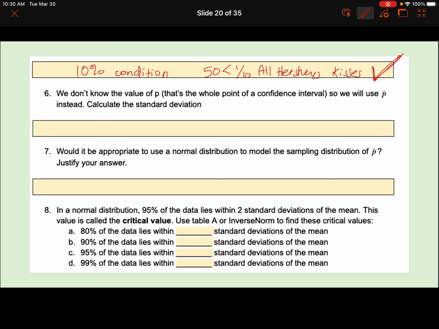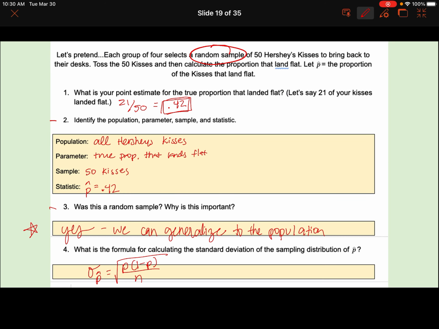Okay, so now question 6. We don't actually know the value of P. That's the whole point of a confidence interval. We don't know what's the true proportion that would land flat out of every single Hershey's Kiss. So we're going to use P hat instead. I want you to use the formula I gave you for question 4, and plug in your value for P hat to calculate the standard deviation. Pause while you're working on that and then hit play when you're ready.